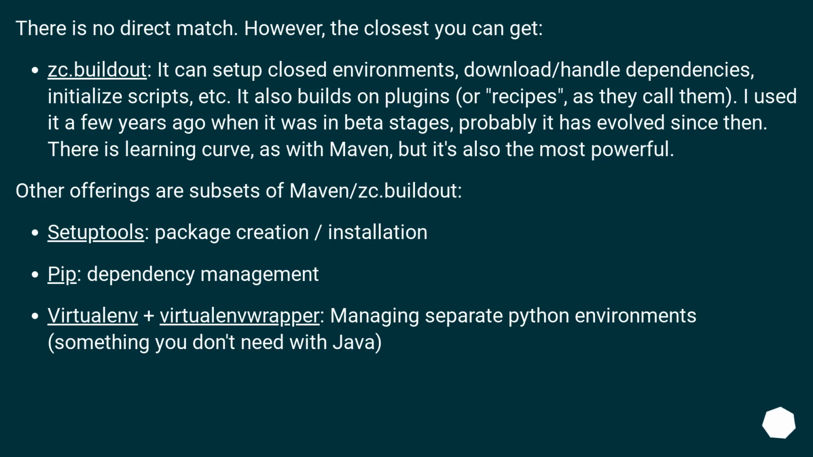There is no direct match. However, the closest you can get is zc.buildout. It can set up closed environments, download and handle dependencies, initialize scripts, etc. It also builds on plugins, or recipes, as they call them. I used it a few years ago when it was in beta stages, probably it has evolved since then. There is a learning curve, as with Maven, but it's also the most powerful.